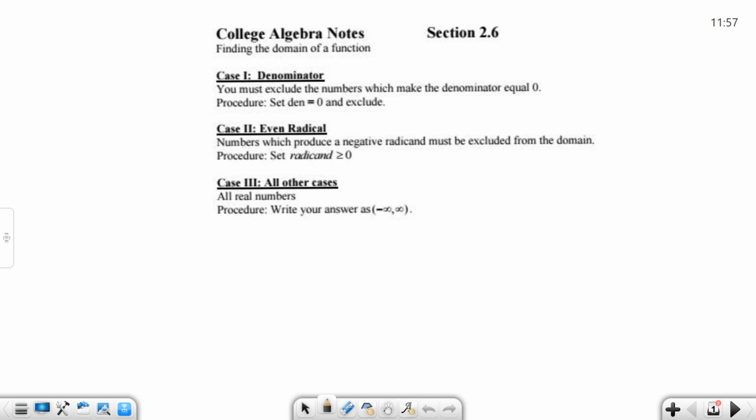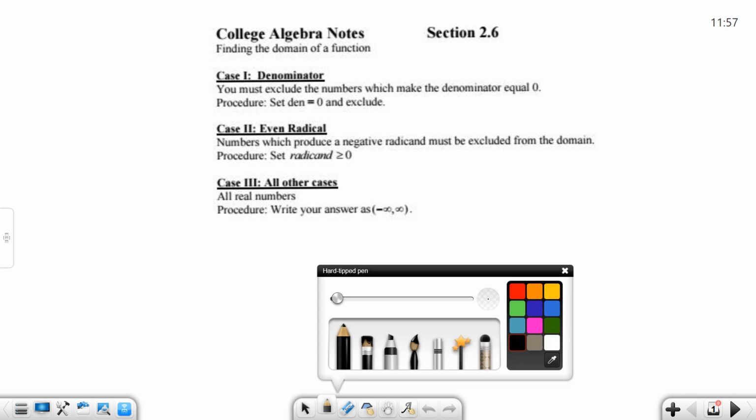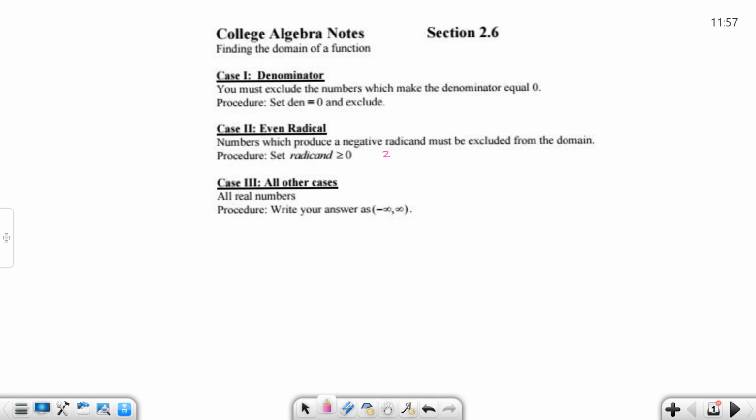In this section we're talking about the domain of functions, and then we're going to combine functions as well. So you have your rules for domain here. You can also, of course, print them out from our Canvas course. You have three cases. You either have a denominator, you have an even radical, which means it's the square root pretty much. An even radical would look like this or this. That index is an even number, or we'll have all other cases. So that's what we have.